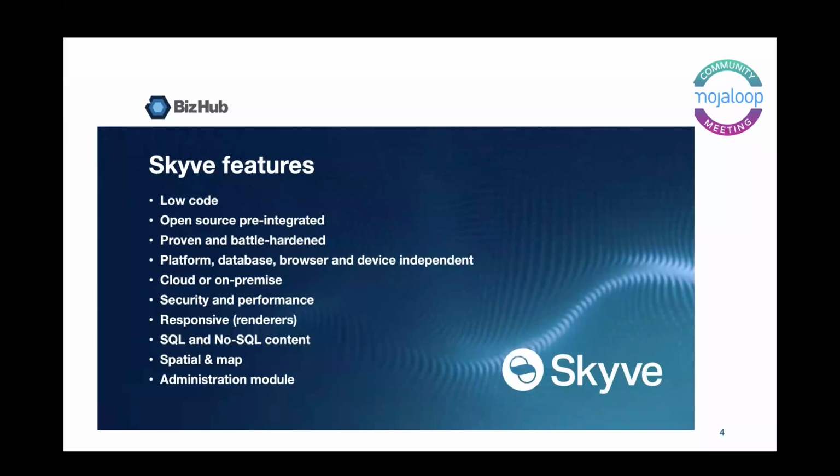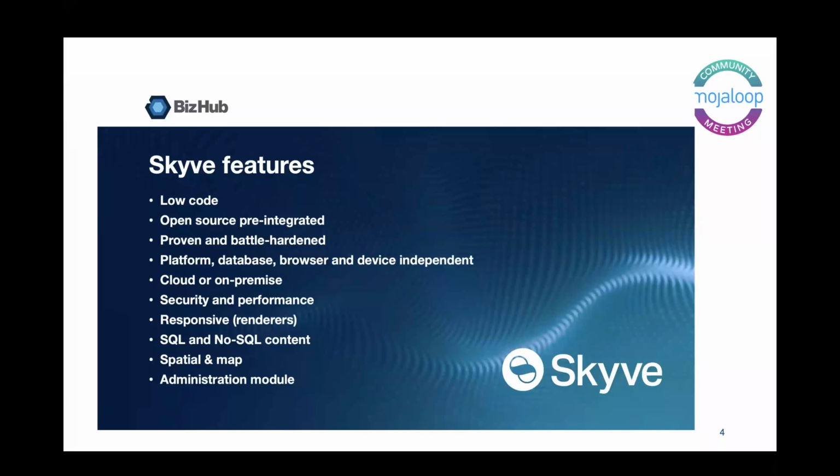We build and open source our platform under the branding of Skive, which, if anybody's interested in having a look, go to skive.org. You can actually deploy your own application in our free cloud and run it for an hour or two at a time and start it up whenever you like. It is a low code and no code platform, but it is a platform for professional developers. You can achieve a certain amount as a citizen or business developer, but it is really a platform for professional developers. It is proven and battle hardened.